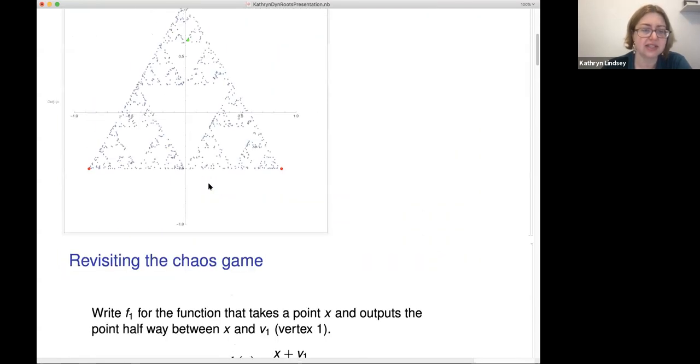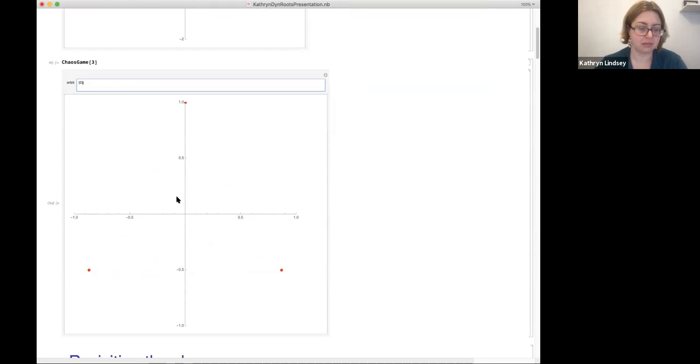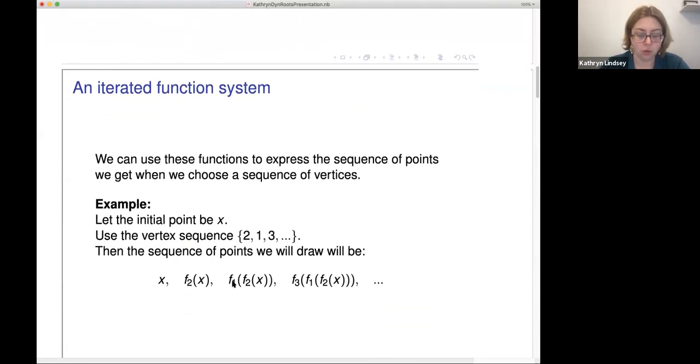In fact, we can even see this. So if we start with nothing, we've just got the point that is hidden, but then we go halfway towards vertex 2. And now if we go halfway towards vertex 1, that corresponds to applying the function f1 to whatever point we had. So f2 is where we got to by going halfway toward vertex 2. And then whatever that is, we apply f1 to it to get the coordinates of the point that are halfway between f2 of x and vertex 1.